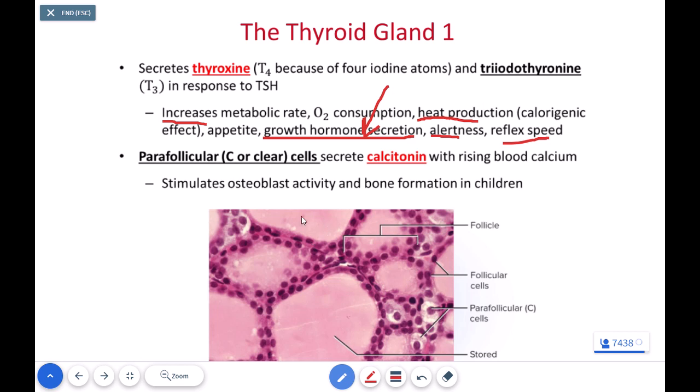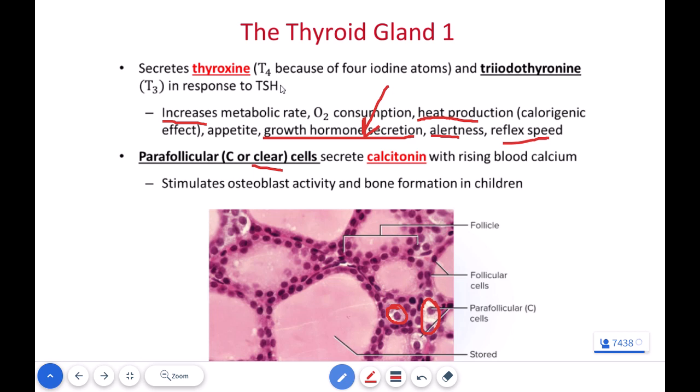As we look at the cells associated with the follicles, the cells that are around or in between the follicles are called the parafollicular cells, also known as C cells, C for clear. I'm a much bigger fan of the C cell name because they are the clear cells from the histology perspective. And when we look at those cells of the thyroid gland, they secrete a completely different hormone called calcitonin.